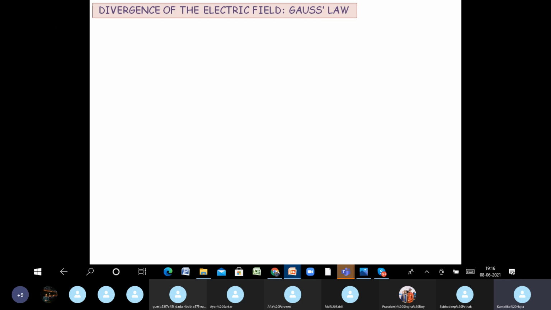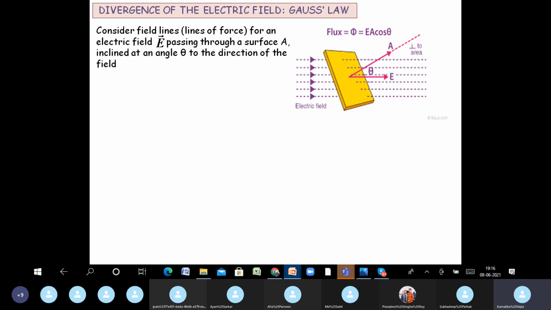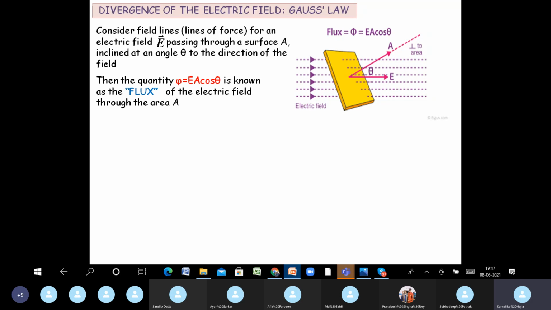So Gauss's law basically gives us the result of divergence of the electric field in a region. This is just a recapitulation of what we have already done. If you consider the electric lines of force and a surface inclined at an angle theta to the lines of force, then the dot product of the electric field with the area vector of this surface, through which the lines of force are passing, is known as the flux. So phi equal to E A cos theta is the flux.